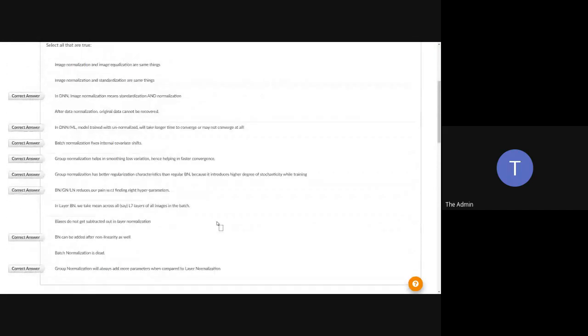Okay, so what is group normalization? In batch, we take a channel of all the batches. In layer, we take all the channels of the current layer. In group, what do we do? We divide it. We take one image and we take a few channels of that layer. We don't take all the channels, right? Yes. Now, because we're taking a few channels and not all the channels, it is going to introduce a high degree of stochasticity while training.